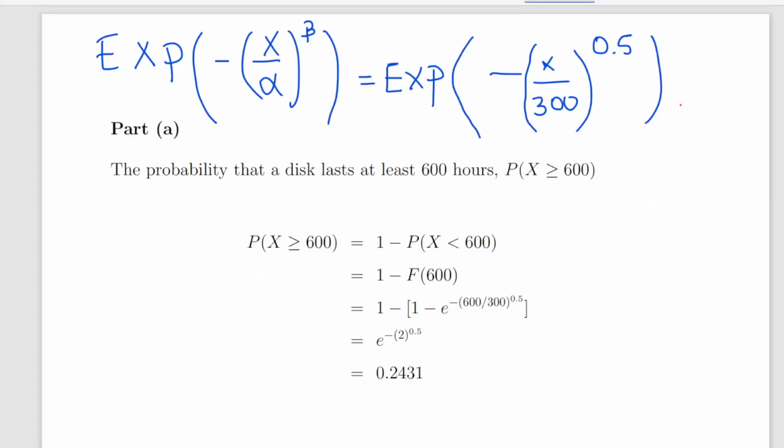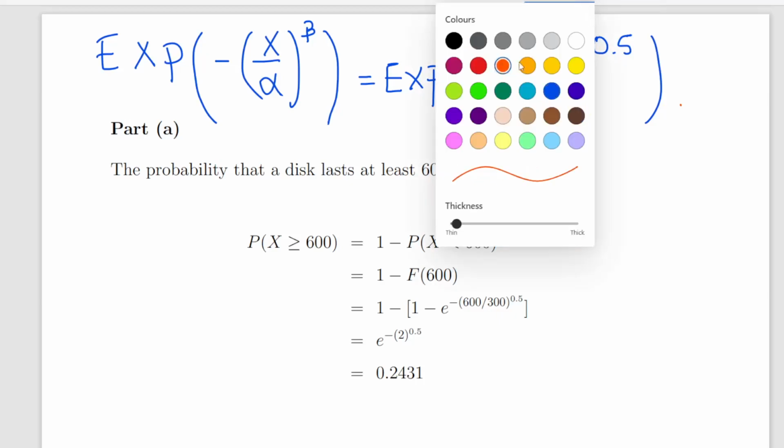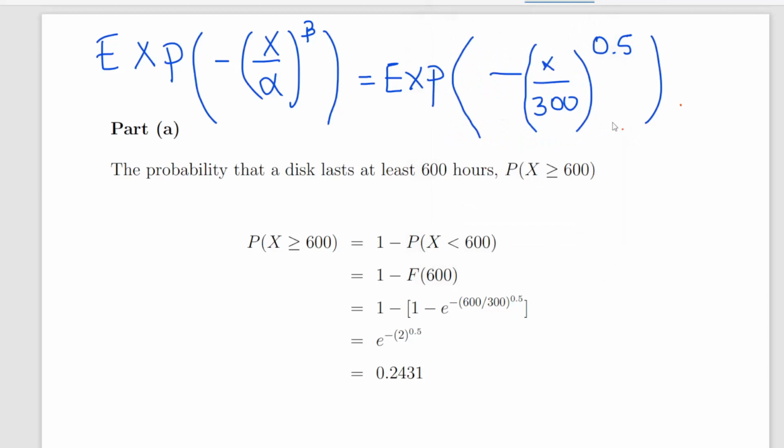At the top there, I have written in the key part of the calculation, the exponential of minus x divided by alpha to the power of beta, which with these parameters is the exponential of minus x divided by 300 to the power of 0.5. So again, alpha equals 300 and beta equals 0.5. It's a straightforward enough one really. Once you have this worked out, things should move fairly quickly.